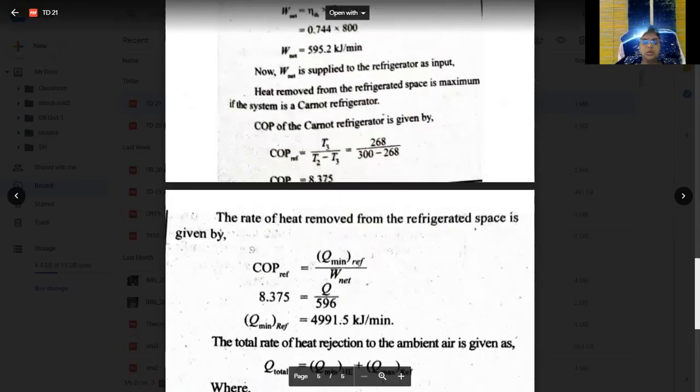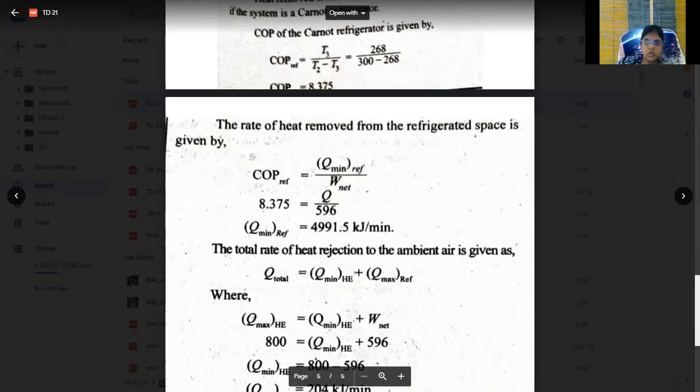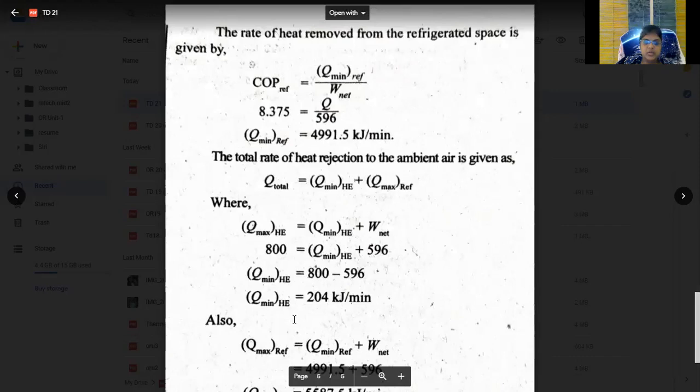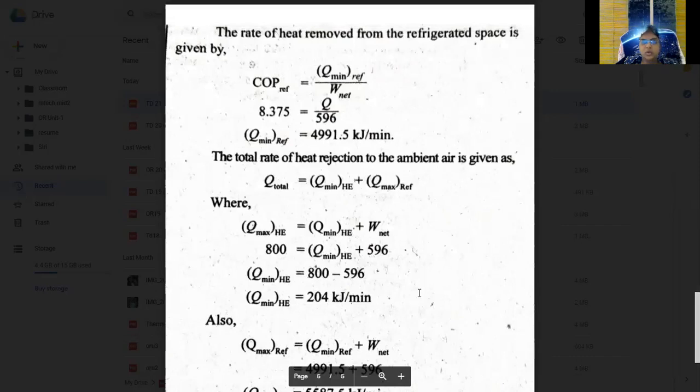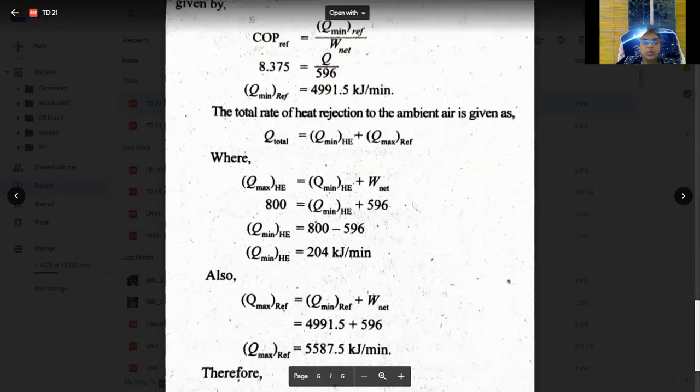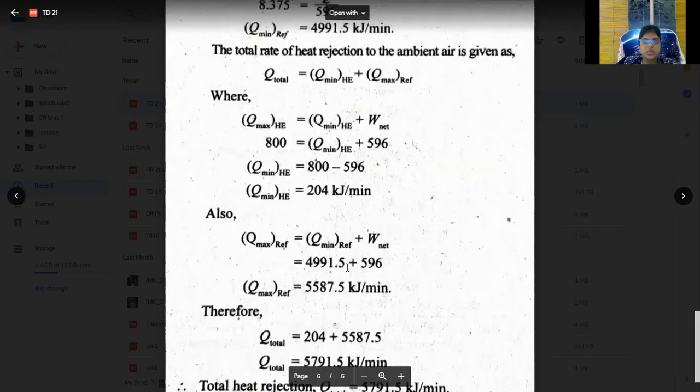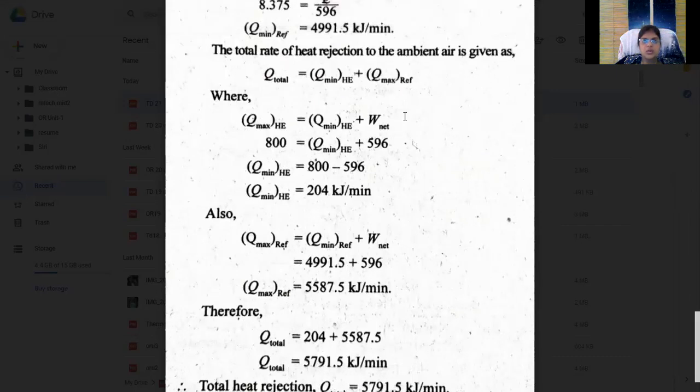So COP is the Q minimum refrigeration over the net work done, so we get Q minimum. Finally, Q total is equal to Q minimum of the heat engine plus Q max of the refrigeration. We will take the values calculated above, place them here, and get the Q minimum value. So those are all the values: Q minimum heat engine plus Q max refrigeration. From that we will calculate the Q minimum heat engine.